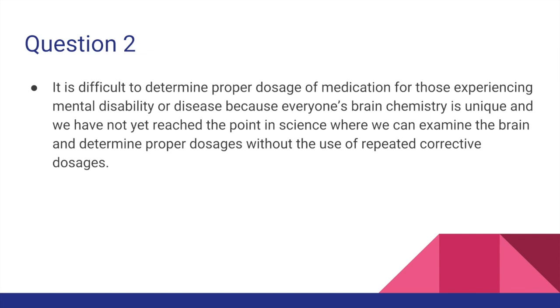For the opinion question, it is an opinion, so there's not a correct answer, but I believe a vast majority of people believe that it is difficult to determine proper dosage of medication for those experiencing mental disability because every individual has differing brain chemistry, which requires precision medicine in order to find the proper dosage, but precision medicine is not always accurate, and so repeated doses are always required until the patient is asymptomatic.